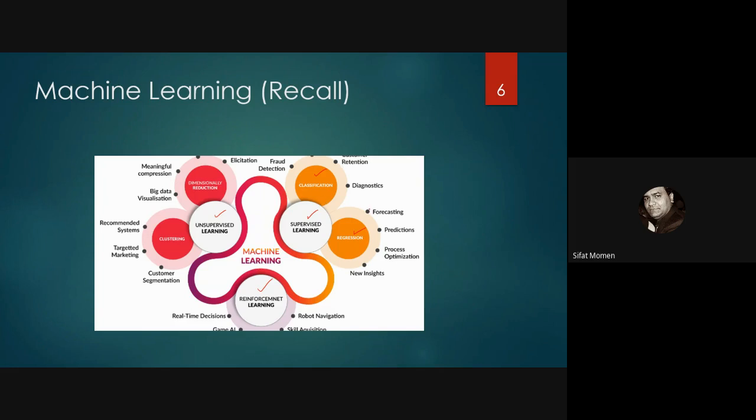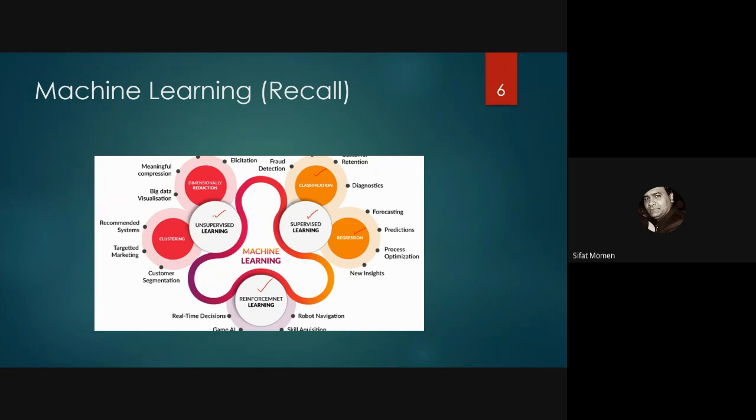Regression problem, we could do some forecasting. We could forecast the sea level rise. We could do some prediction, such as what would be the revenue of a particular company next June. We can get some new insights using regression as well. So there are different kinds of places where we can apply these things.